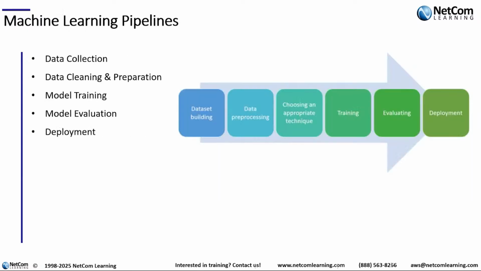So next, let's talk about the machine learning pipeline, which outlines the major steps required to build and deploy a machine learning model. Each stage plays a very critical role in creating reliable, accurate, and useful predictions. First, we're going to begin with data collection, the process of gathering data from various sources such as databases, sensors, user interactions, as well as public data sets.